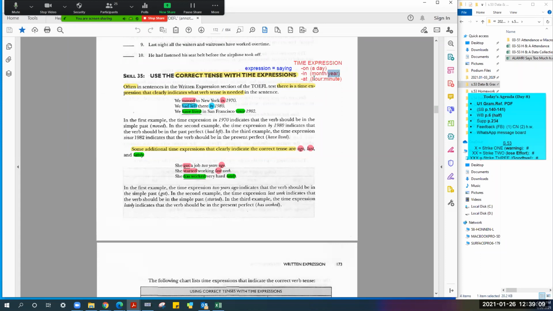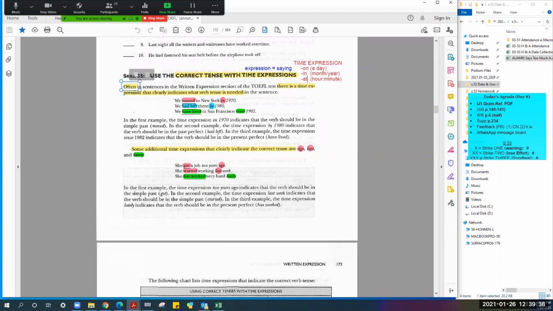Okay. 1993. Right. Or at 5 in the morning. At 5 o'clock. At 5:30. At 5:25. So these are time expressions, gentlemen. Which ones are time expressions? This is a time expression. This and this. These are time expressions. Now, Ayed, can you start?